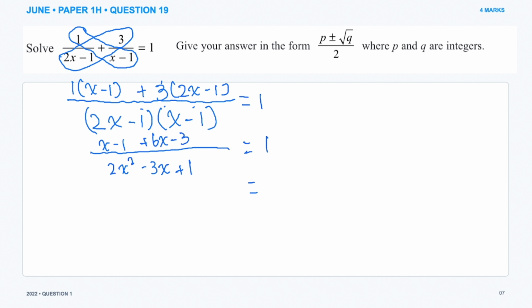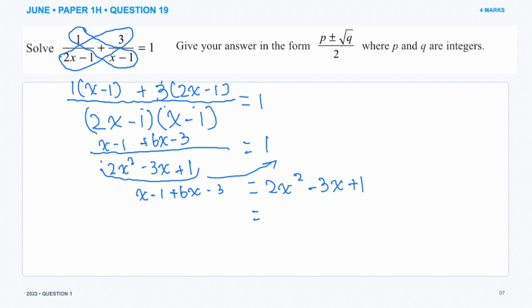We're going to multiply this whole equation over here. And we're going to get 2x squared minus 3x plus 1 is equal to x minus 1 plus 6x minus 3. Now we're going to group them together to get 7x, because x and 6x, minus 4, because these two will be equal to 2x squared minus 3x plus 1, as we've said earlier.